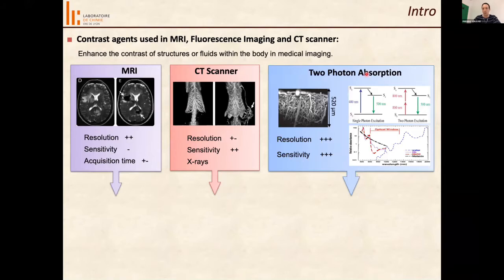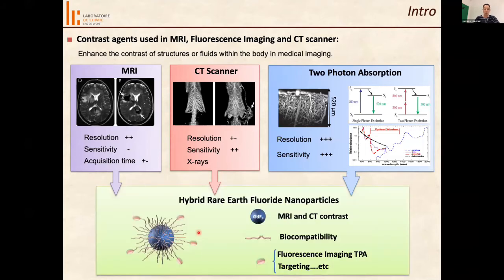It's two-photon absorption. It's fluorescence microscopy, which allows working in a range of wavelengths, as you can see here, that is called the optical window and allows reaching deeper tissues than the classical imaging modalities. So here we have a huge resolution and a huge sensitivity. In order to do that, what we want to propose is to use hybrid nanoparticles consisting of an inorganic core based on gadolinium fluoride, and then a biocompatible system, such as polyethylene glycol, for example. And then around this particle, different kinds of dyes to ensure fluorescence or even targeting.